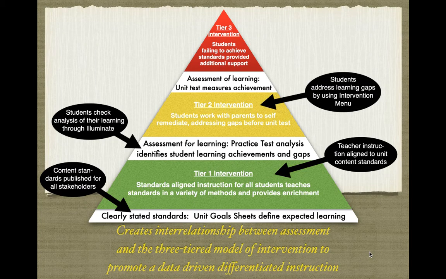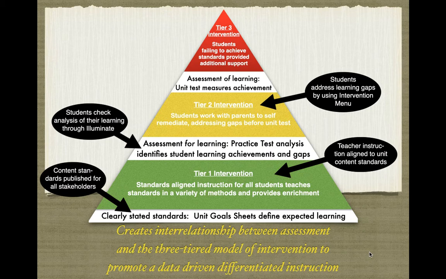Tier 2 intervention would be a self-remediation where students have available to them in Google Classroom an intervention menu, and that menu would be organized by content goal so that they can pick out the specific activities aligned to a content goal where they find, according to the Illuminate analysis, that they have a learning gap.